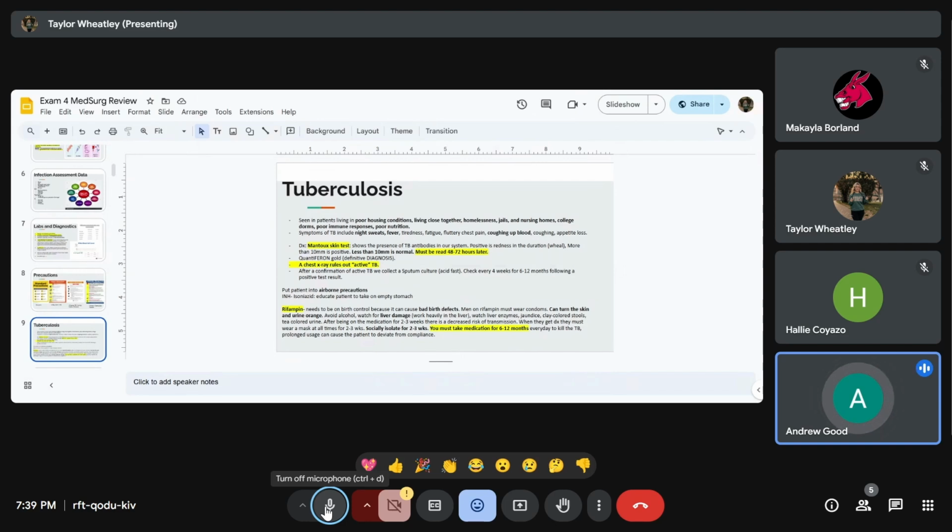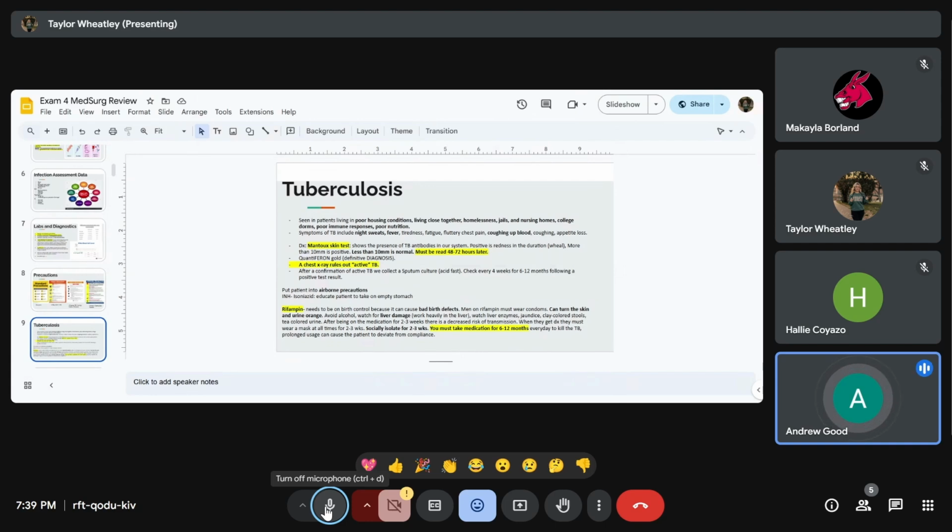So they'll be on this medication for a bit of time, 6 to 12 months. After 3 weeks, they'll have decreased risk of transmission, and they'll be able to go out and socialize more. But for those 2 to 3 weeks, they will have to be socially isolated, and they will have to wear a mask at pretty much all times. So you can see where mental health comes into play with tuberculosis.